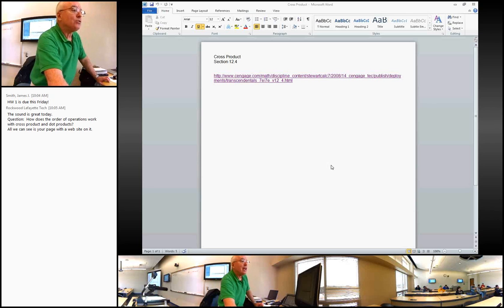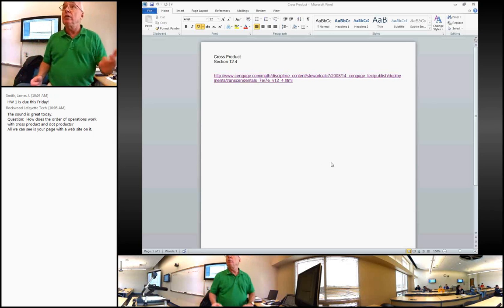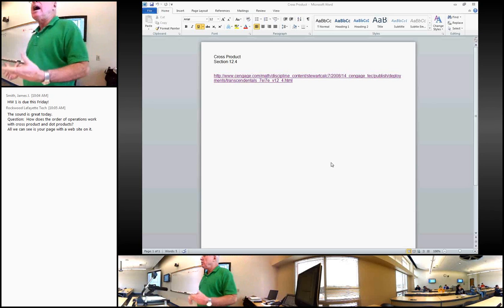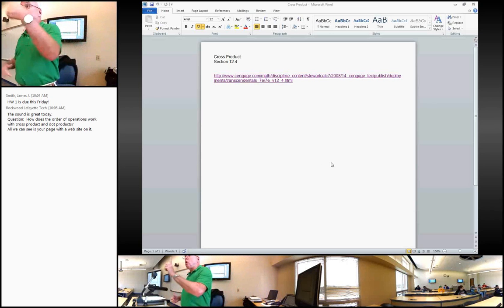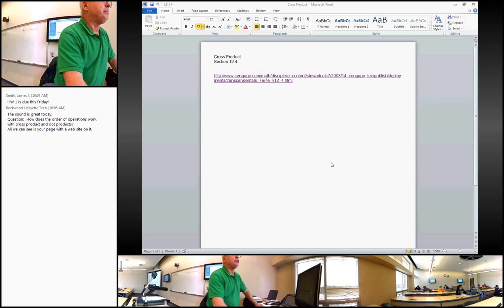Okay. Notice the cross product reaches its maximum length there when we're at an angle of 90 degrees between the two, because the sine of 90 degrees is 1. So we have the biggest magnitude there. Okay?